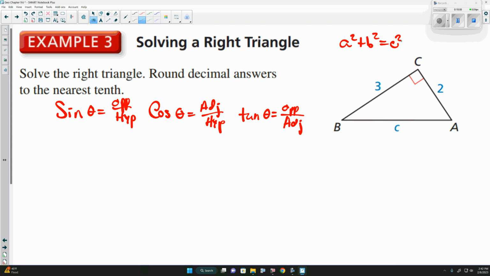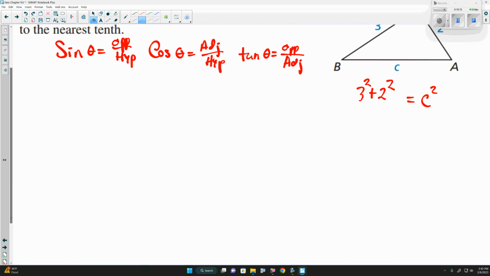Because for that there, C is the hypotenuse, which we're trying to find. A and B are 3 and 2. At this point here, 3 squared is 9. 2 squared is 4. 9 plus 4 is 13. Square root both sides. C is square root of 13.